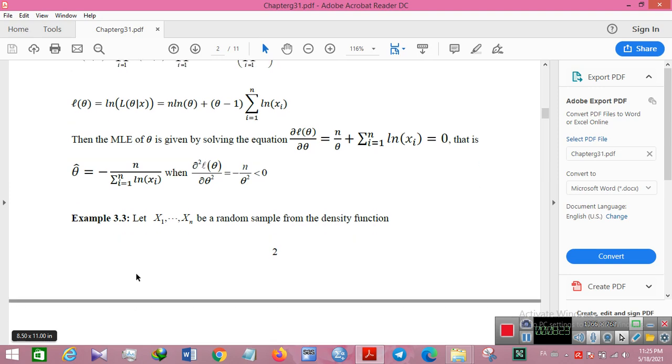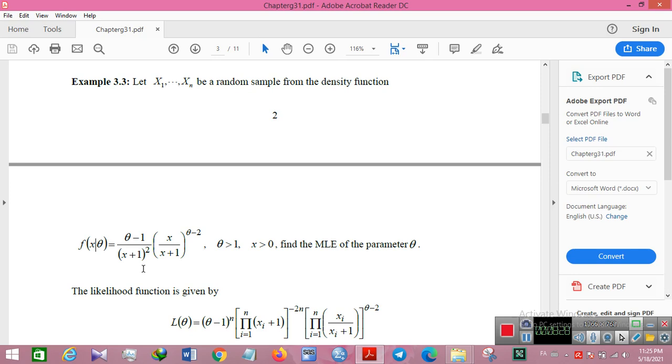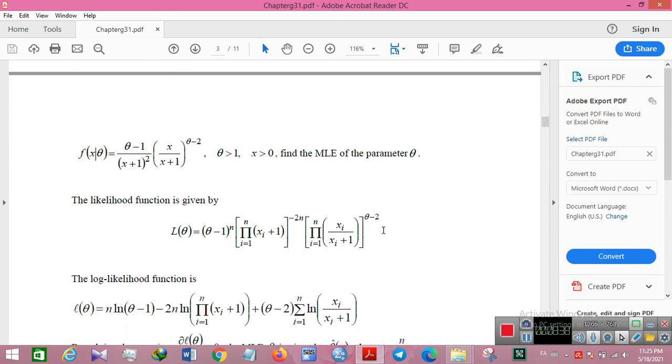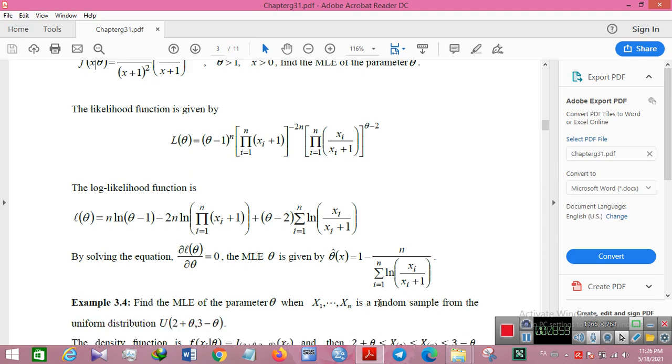Let's see another example. Let x1 to xn be a random sample from this density function, and we look for the MLE of theta. The likelihood function is that, and the log likelihood is given by this equation, and we can obtain the MLE of theta by solving this equation to get this solution.